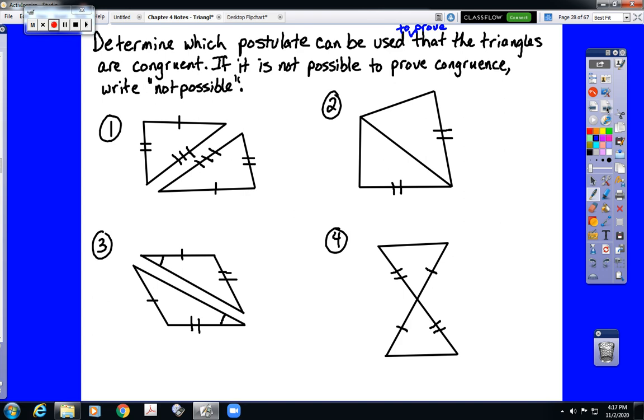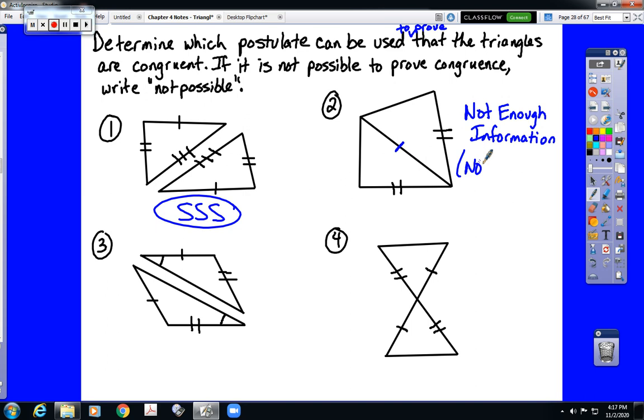So in the first example, we notice that we have three sets of marked sides, 1, 2, 3, which is more than enough information to declare by side, side, side that those triangles must be congruent. In number 2, we only have one marked pair of sides. However, we can guarantee with the reflexive property that this common side is definitely congruent to itself. Unfortunately, that's still only two pieces of information. We have to have at least 3. So that's not enough information, which means that this is an example of not possible.